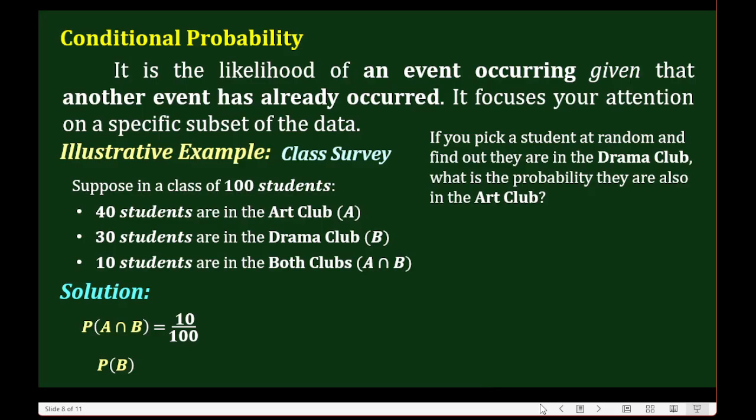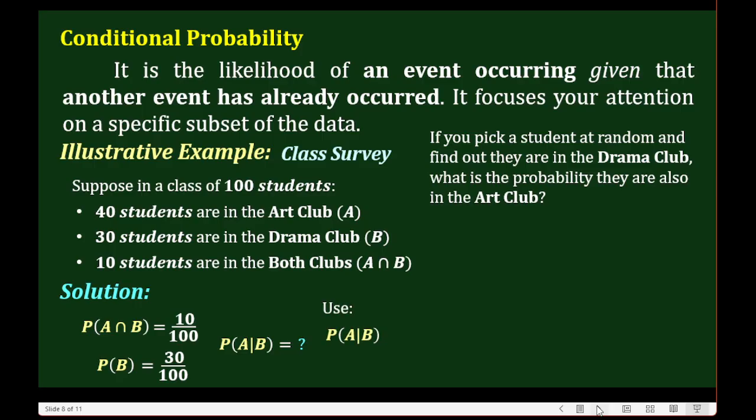So we go now to the second value, the probability of event B. That is the number of students in the drama club. So how many are there? So 30 to be divided by, again with the sample space, 100. Then for the value of P of A happening, given that B is happening, okay, so that is what we're going to compute.